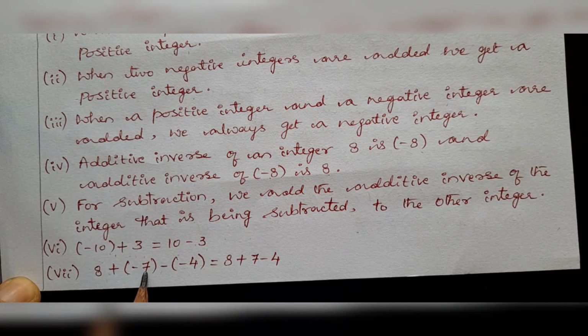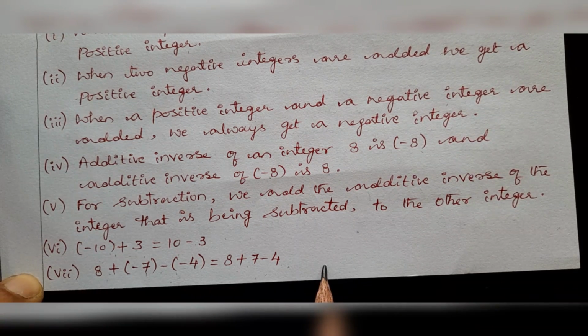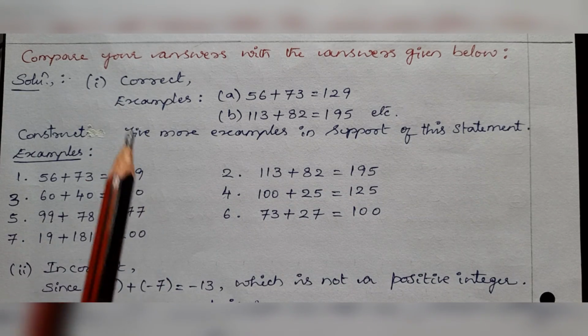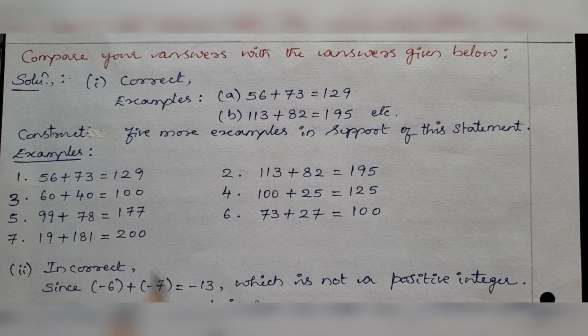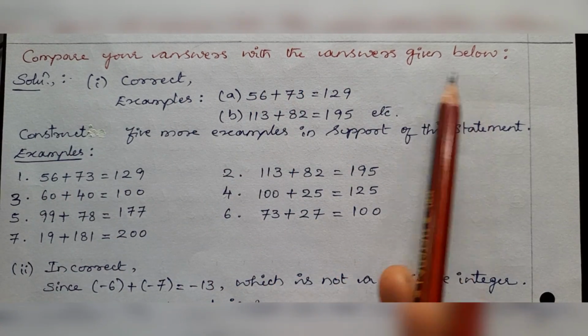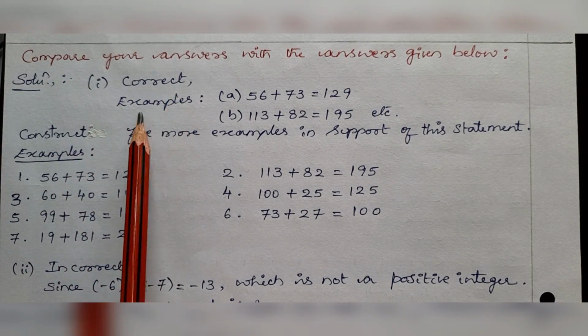8 minus 7 is 1, 1 plus 4 is 5. So, LHS value is 5. RHS value is 15 minus 4, which is 11. So, LHS not equal to RHS. This statement is also incorrect. Compare your answers with the answers given below. Solution: first statement is correct.